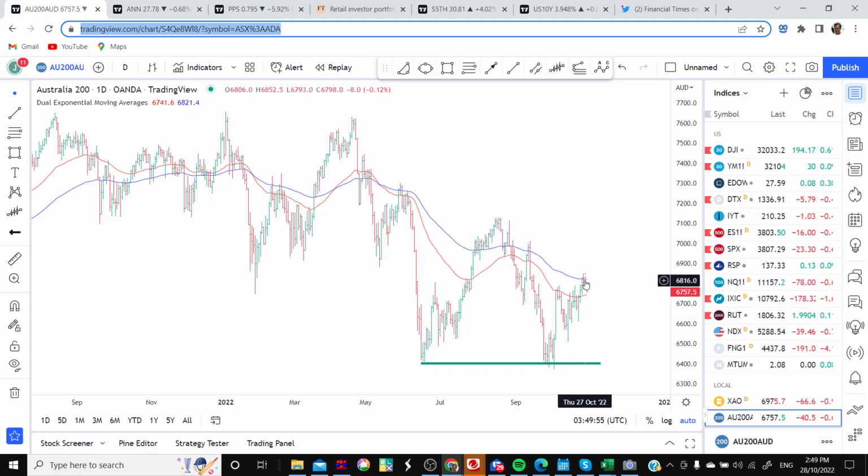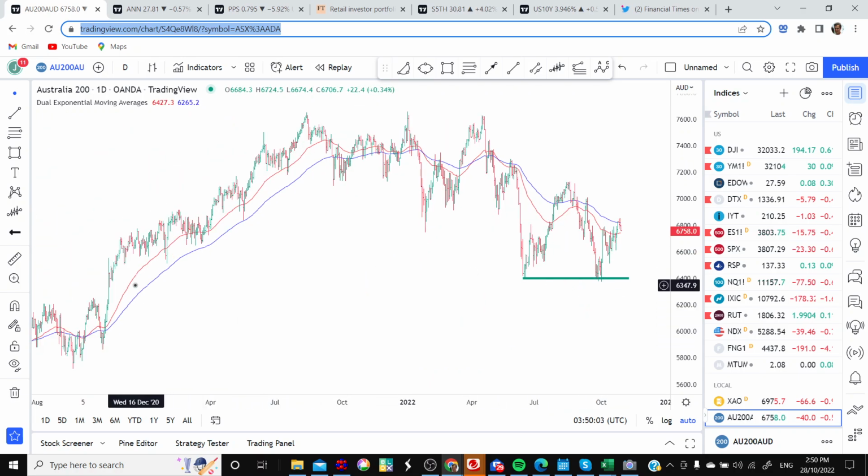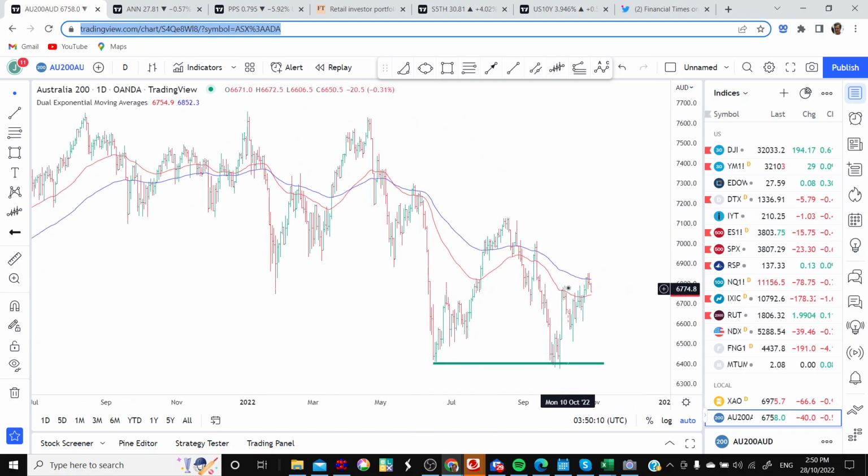Firstly, we've got resistance from the 50 and the 100-day moving averages. When a market is rising, the moving averages tend to provide support, but when price is below the moving averages, they often provide resistance to the market, and that's what we're currently seeing.